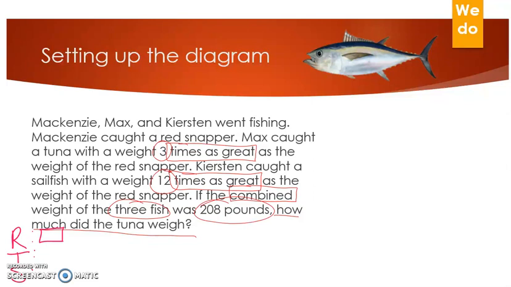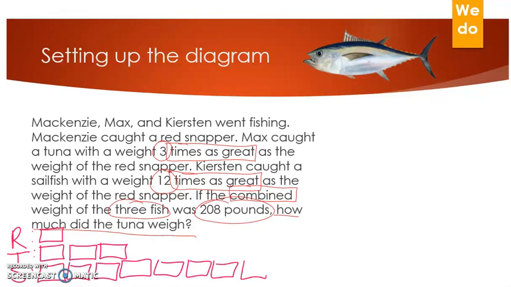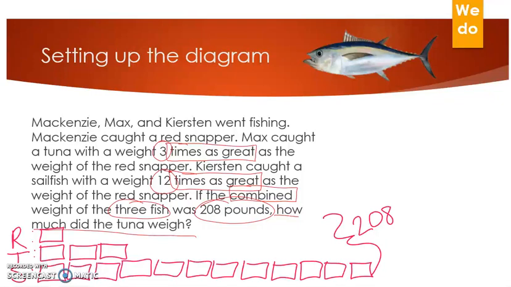Then for Max with his tuna, we know that the tuna has a weight 3 times as great as the weight of the red snapper. So we're going to go ahead and put 3 boxes to represent 3 times the weight of the red snapper. Then Kirsten caught a sailfish with a weight 12 times as great as a red snapper. So we're going to put 12 boxes. All right, so from here, we also know a little more information. All of these combined is 208 pounds.